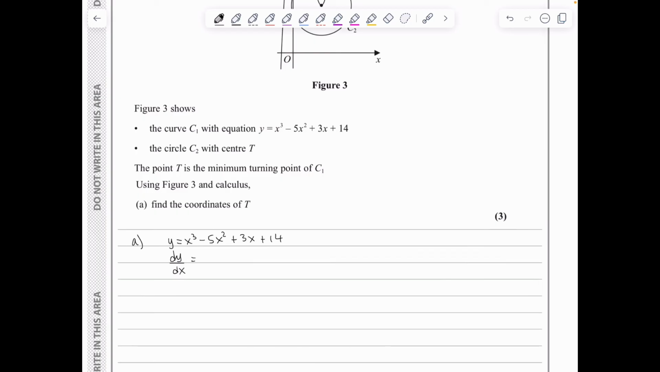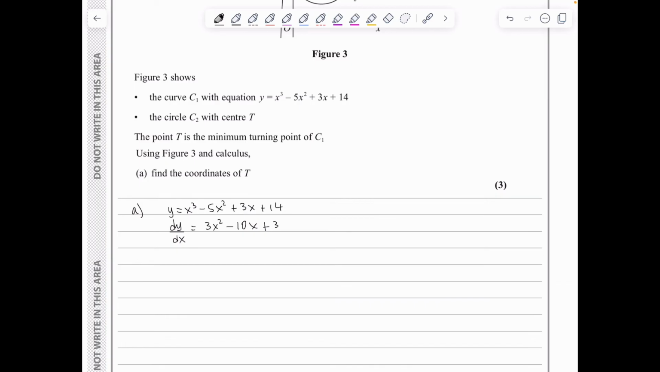Remember, we bring the power down and deduct 1 from the power, which leads to dy/dx being 3x squared minus 10x plus 3. We then know that for a turning point, dy/dx should be 0. So dy/dx is 0 takes us to 3x squared minus 10x plus 3 is 0. This is a quadratic in x, which factorizes into 3x minus 1 times x minus 3. So we have that 3x minus 1 is 0, or x minus 3 is 0. So 3x is 1, so x is a third, or x is 3.